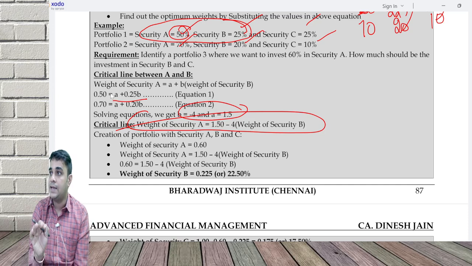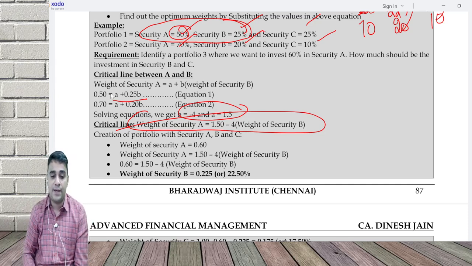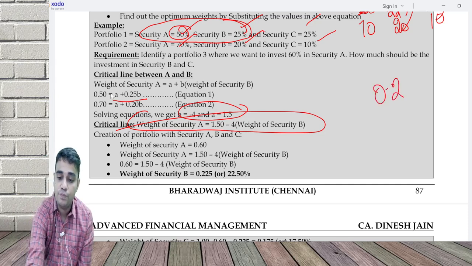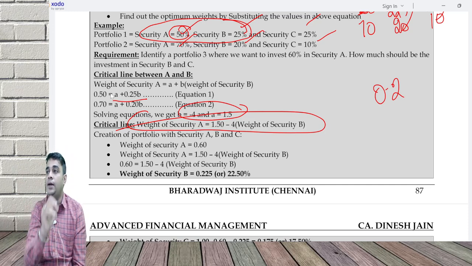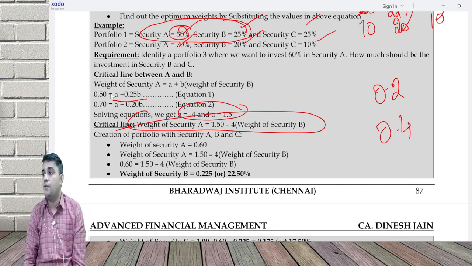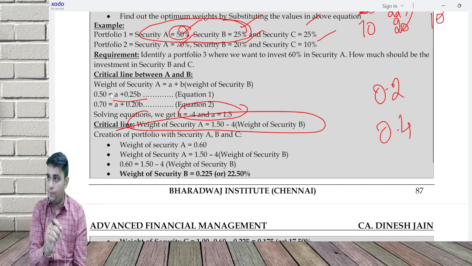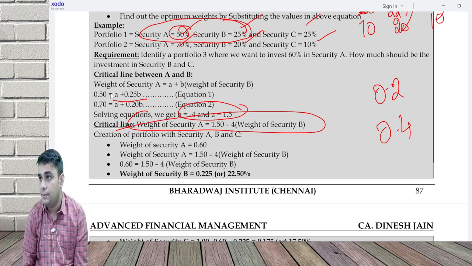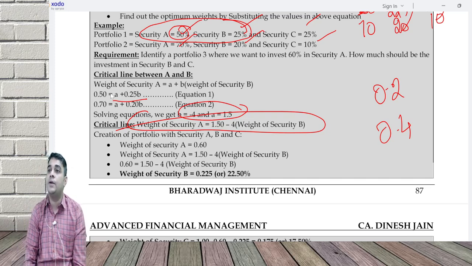In this example, you change the weight of B. For example, you say the weight of B is 0.2. The equation will say 1.5 minus 4 into 0.2, which is 0.7. You say this is 0.4. The equation will say 1.5 minus 4 into 0.4, negative 0.1. The equation will give you this number.